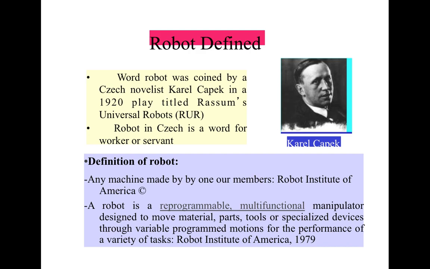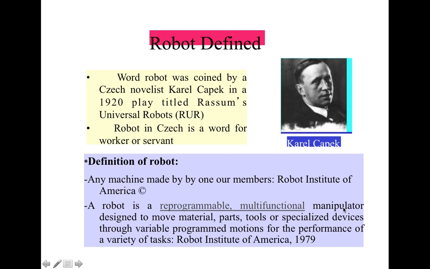So it's basically a device. Another name for this device is the manipulator. What exactly is the manipulator? The meaning of manipulator is a device. So a robot is a reprogrammable, multifunctional device.